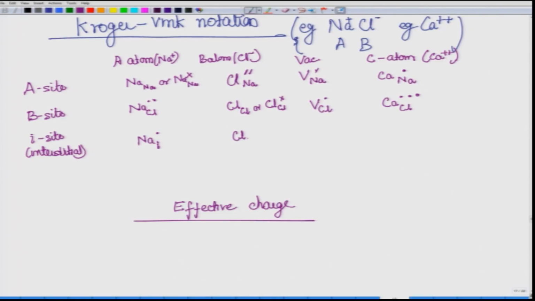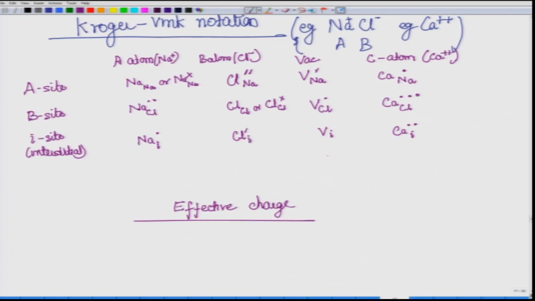Chlorine sitting at this place has 1 minus charge, but it is not expected to have any charge. Interstitial is not supposed to have any charge. Vacancy: now, all these sites are actually vacant. So, this is just a simple notation to keep track of interstitials. Otherwise, it means nothing, and therefore there should be no effective charge on this. Calcium sitting in the interstitial has 2 positive charge, and this interstitial site is not supposed to have any charge. Therefore, this is Ca double dot.